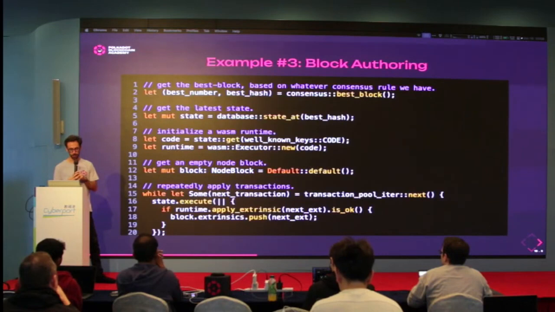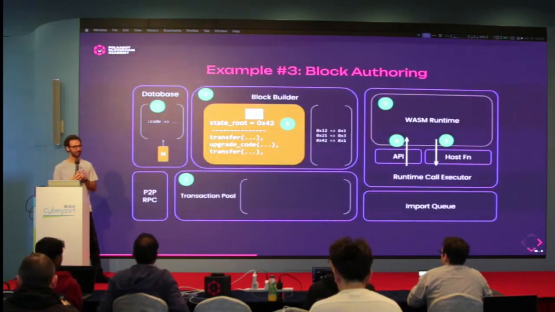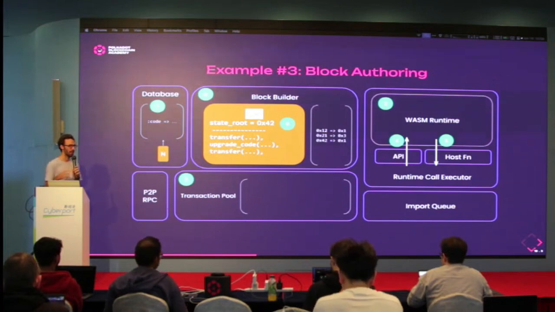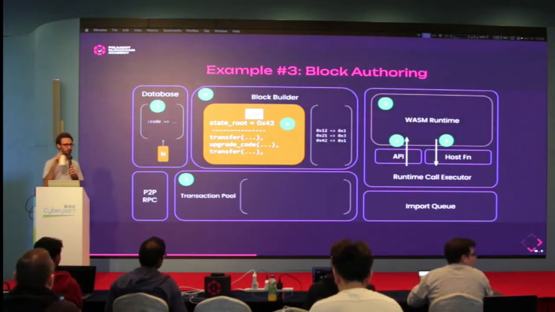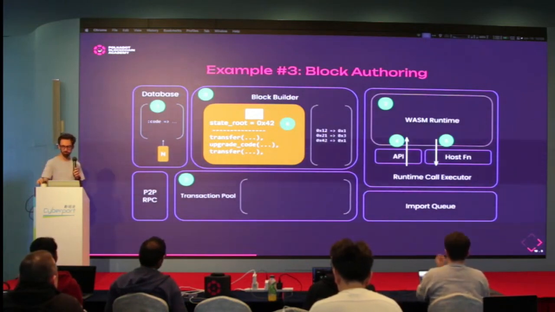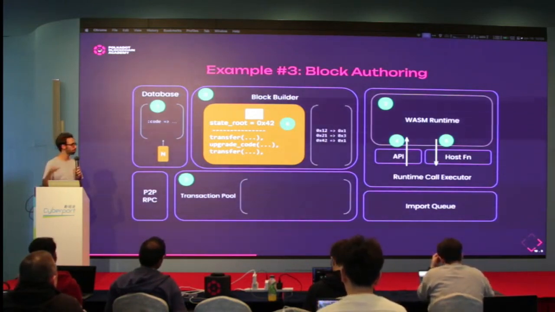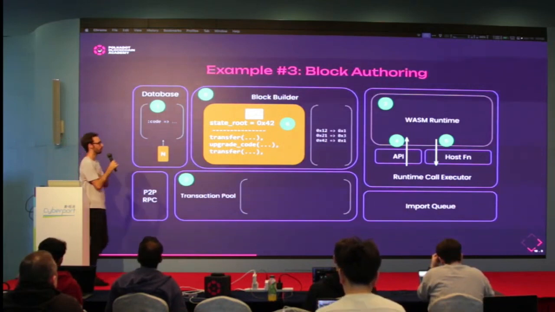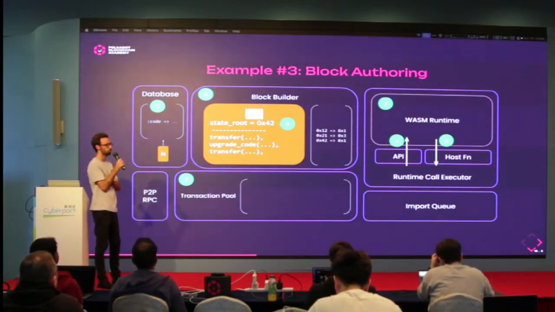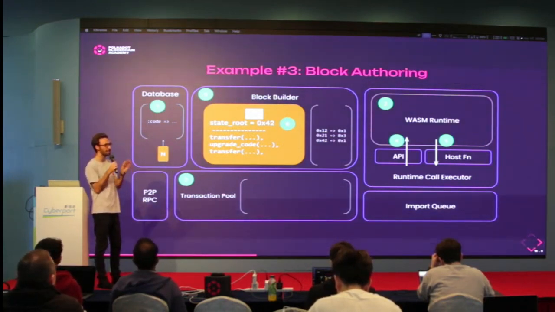So just to make sure I understood, the runtime is then executed two times. One when he gets the transactions from the pool, and then later when the block is proposed, so the same transactions got executed twice. Exactly. But the key is that the first time, it doesn't necessarily get executed.